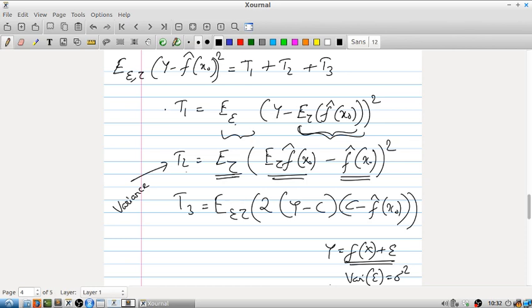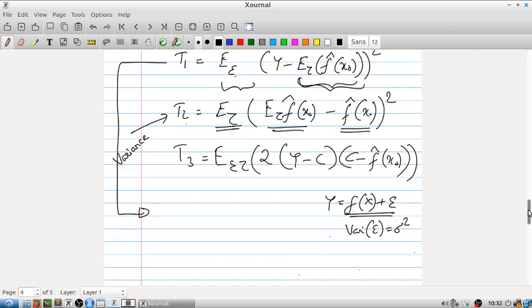Then for term one, I'm going to substitute y is equal to f of x plus epsilon, and then there's a minus c term there. The whole square, with an expectation over epsilon.